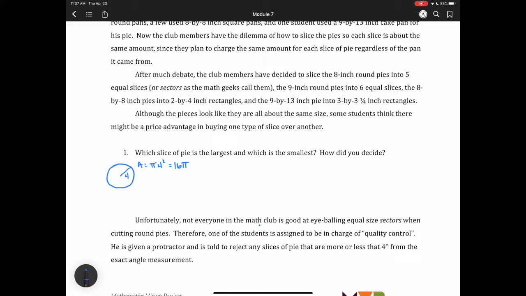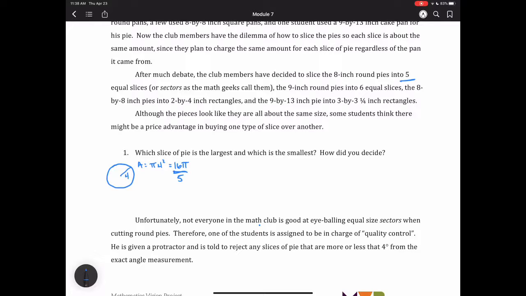Now, we've talked about that we could just leave it like 16 pi, but since we're going to be comparing this with other pie slices, we're going to want to put it into actual square inch measurements. So we're going to actually multiply pi in. But before we do that, we also know that this pie is sliced into 5 equal slices. So this is the area of the entire pie, but we need to find out the area of one of those slices. So we're going to divide that by 5.